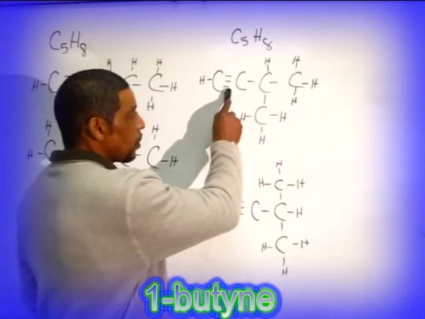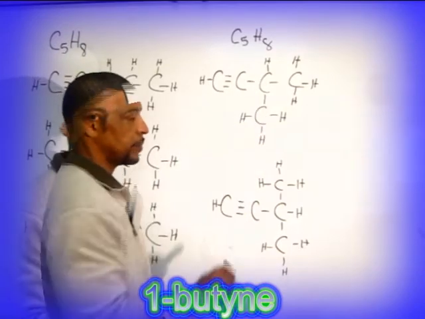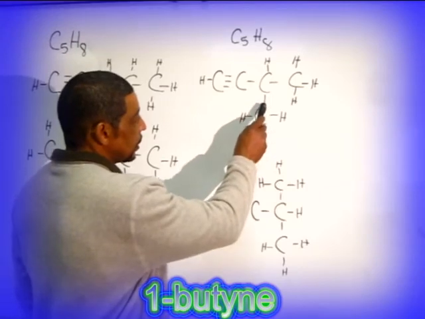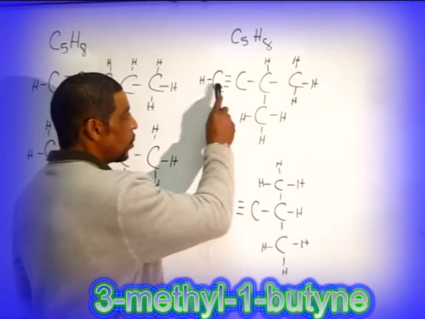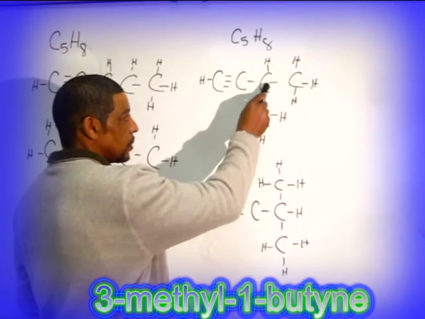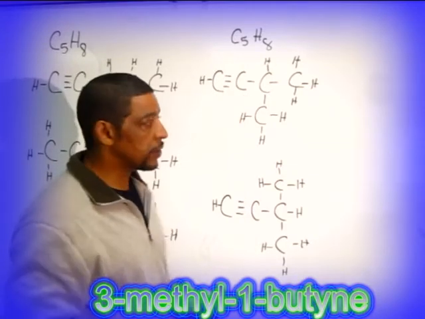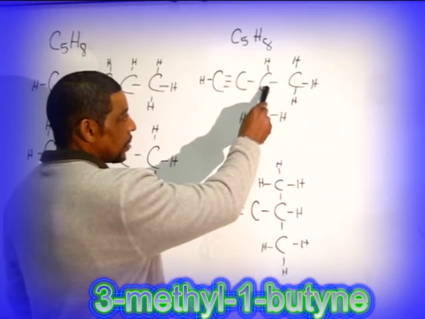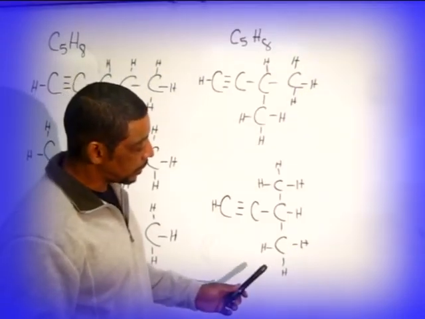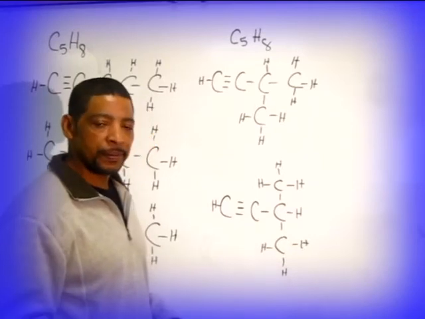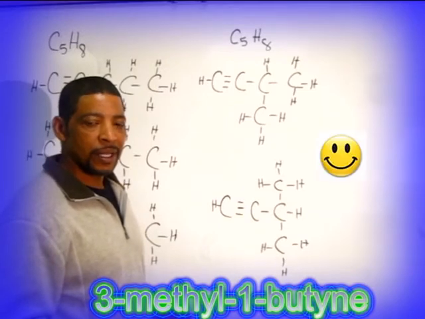The location of the triple bond will always be given priority in terms of numbering the carbon atoms. So this compound contains a methyl group bonded to carbon 3. The name of this compound will be 3-methyl-1-butyne, not 2-methyl-3-butyne. Okay, now let's name this compound in which there appear to be 2 methyl groups connected to carbon 3. The name of this compound would be 3-methyl-1-butyne.